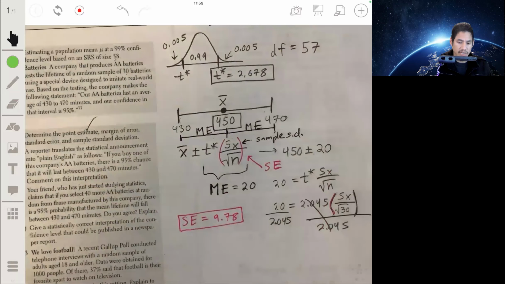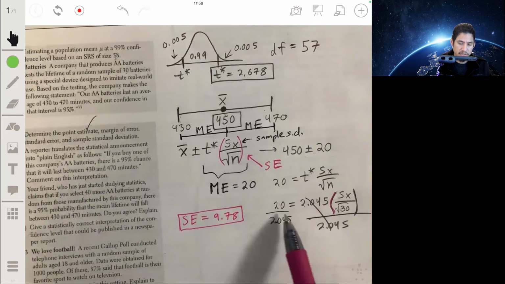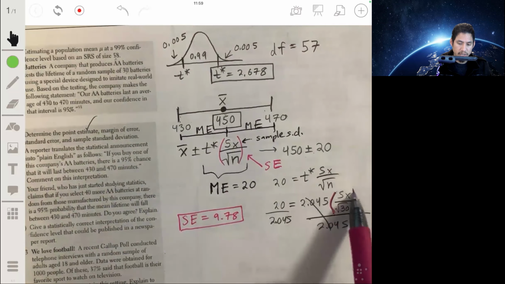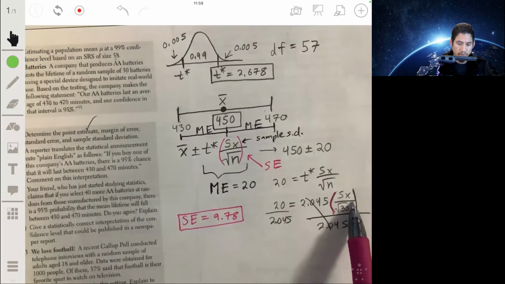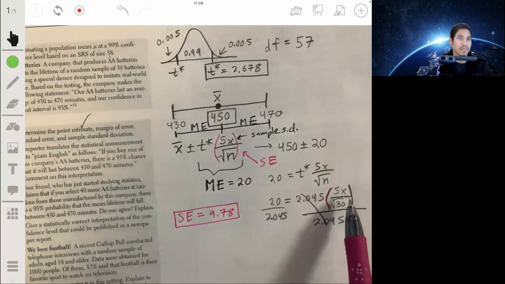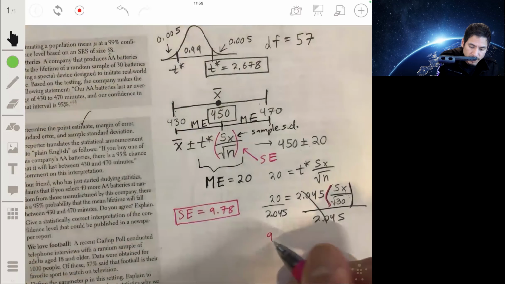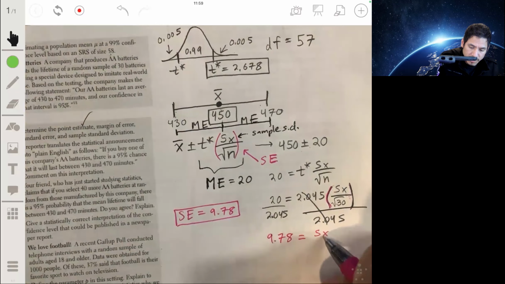Now all that's left is to find the sample standard deviation. And all we have to do is, since we have that our standard error is this thing, we can just solve for the sample standard deviation by using algebra. So essentially we have this. We have 9.78 is equal to our sample standard deviation S sub X divided by the square root of 30.